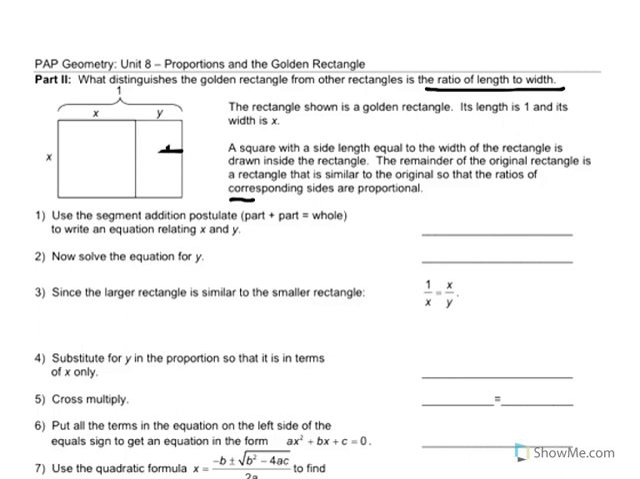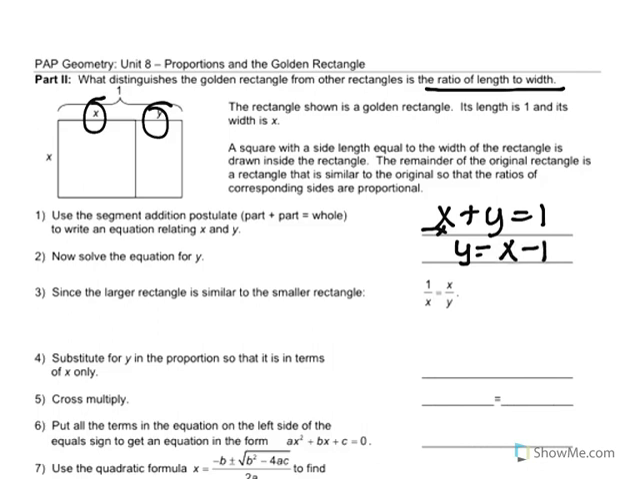But now let's look at the proportion. It says, use the segment addition postulate, part plus part equals whole, to write an equation relating x and y. So here's x, here's y. x plus y equals 1. So we're going to write that x plus y equals 1. Now it says solve this equation for y. So we're going to subtract x, and we get y equals negative x. Well, let's not do it that way. Let's go like this. y equals x minus 1.